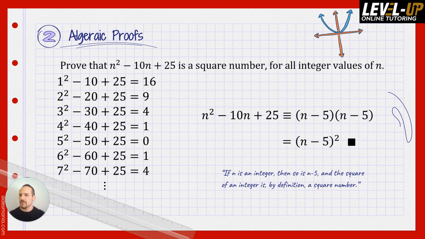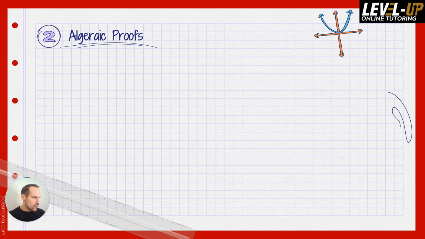If n is an integer, therefore n minus 5 will also be an integer. And the square of an integer is, by definition, going to be a square number. A little sentence like that will then wrap up this proof nicely and get you full marks. So, good. I'm hoping that's all making sense. So let's tackle, I think, one last example.